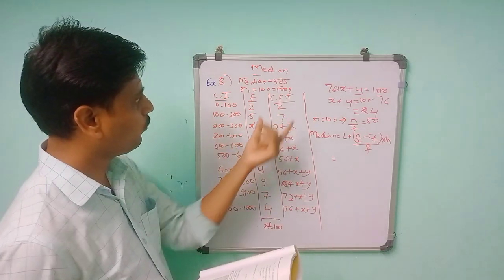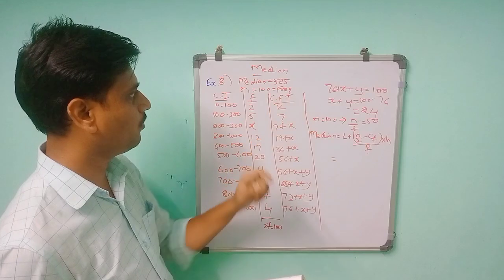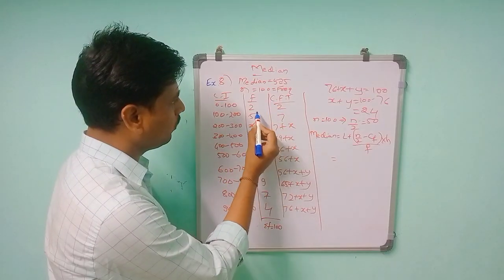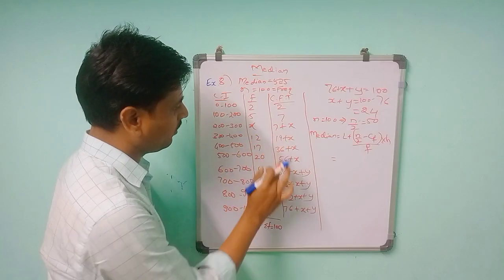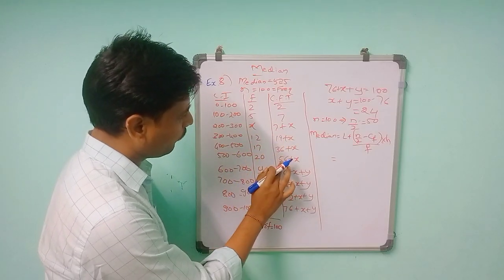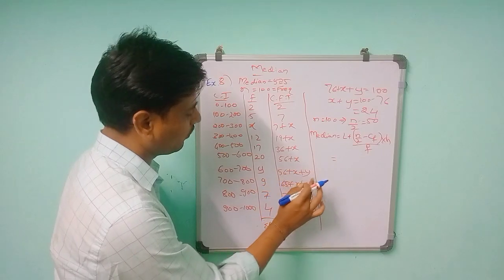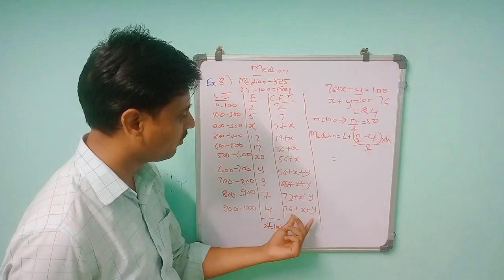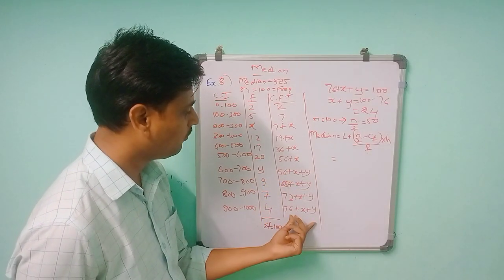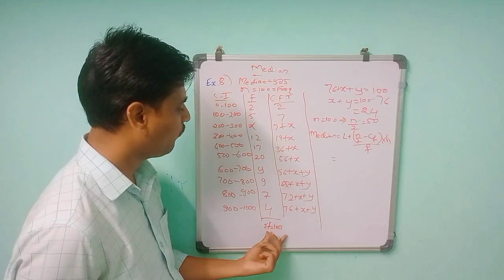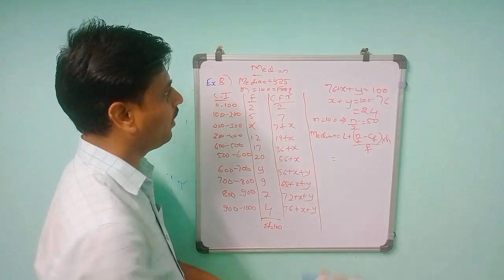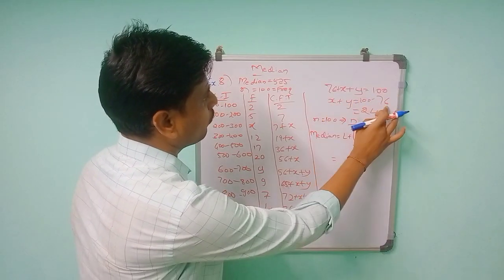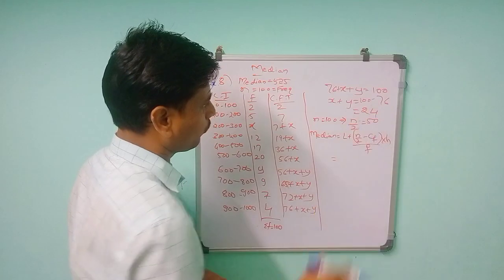For that you first have to make the cumulative frequency table. So 2, then 2 plus 5 is 7, 7 plus x, then 7 plus 12 is 19, like that. Then 56 plus x plus y, and your last number will be 76 plus x plus y. The last value will always be the total frequency, which is 100. So 76 plus x plus y is equal to 100, so x plus y is equal to 100 minus 76, which gives 24.